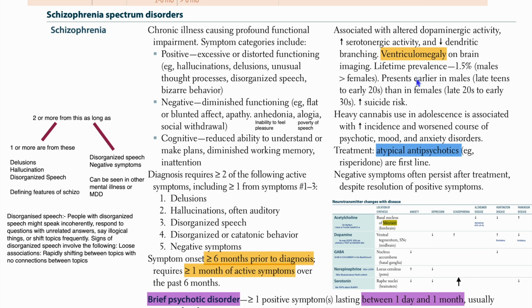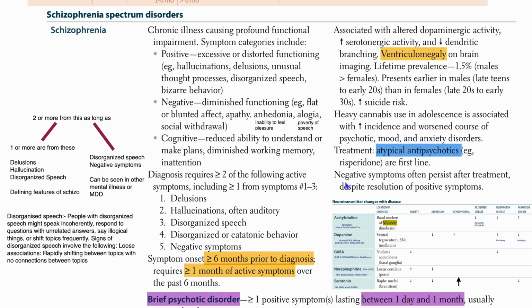Ventriculomegaly on brain imaging. Lifetime prevalence is 1.5%, males more than females. It presents earlier in males, late teens to early 20s, than in females, so late 20s to early 30s. There's an increase in suicide risk. So it's young adults for males, and then mid 20s to 30s for females. Heavy cannabis use in adolescence is associated with increased incidence and worsened course of psychotic, mood, and anxiety disorders. So someone who smokes weed, they can end up with schizophrenia, you know, when they were younger and it was heavy smoking.